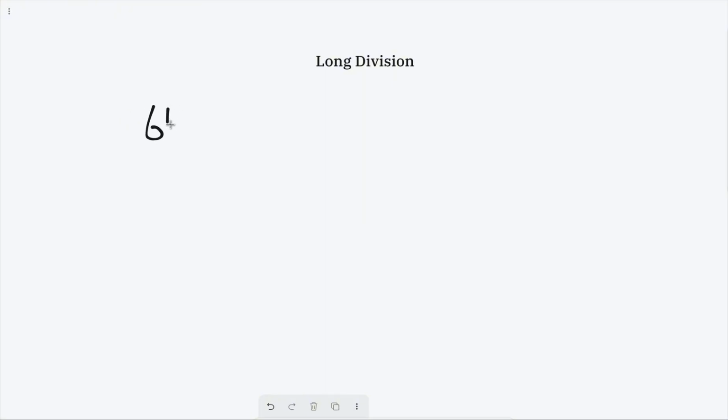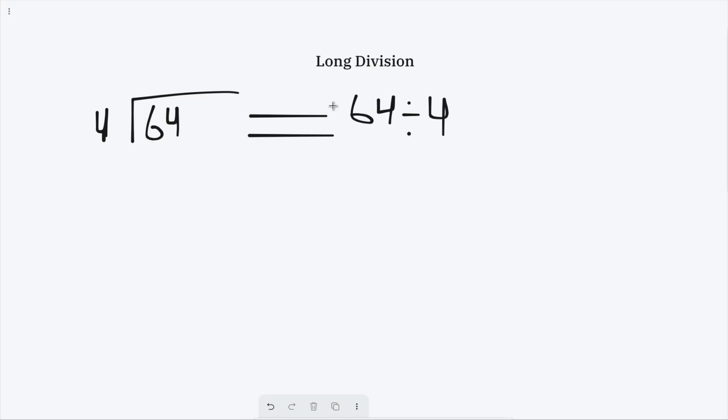64 divided by 4. Also, one reminder: this format is how you will solve for long division. But you will also see some normal division questions like this, 64 divided by 4. These equal each other, so don't get confused. These are essentially the same thing.